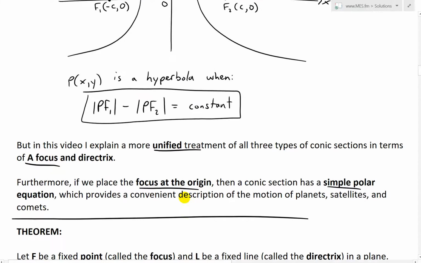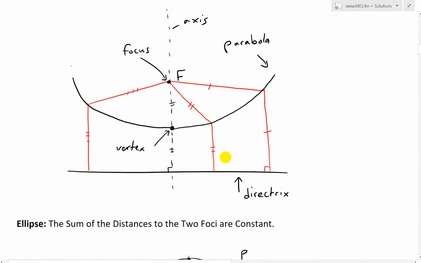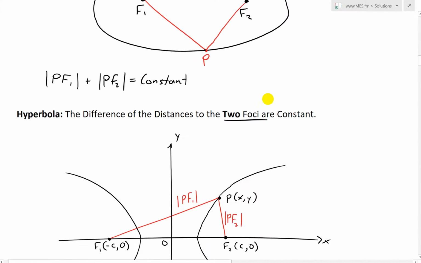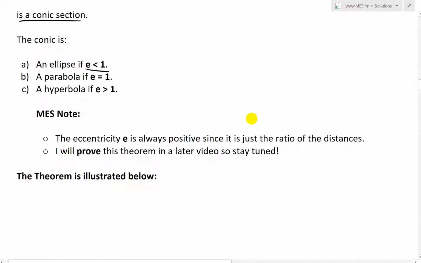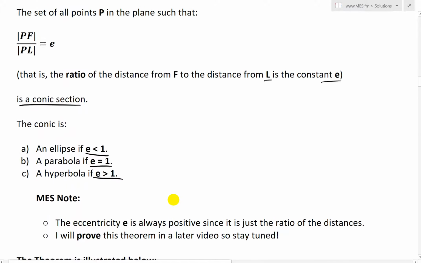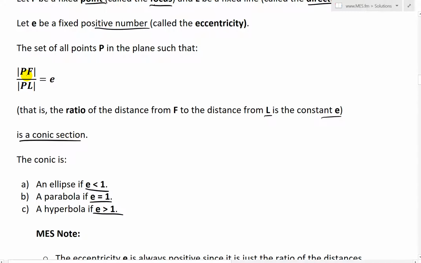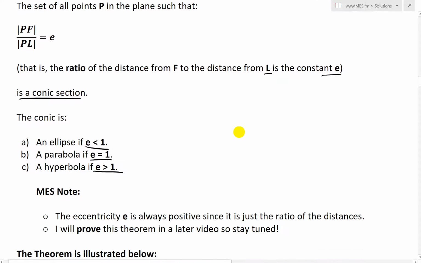And you can actually see the parabola one, it's pretty straightforward. The distance to the focus and the distance to the directrix are equal, so the ratio is going to be the same. That was a quick proof for that one, but I'll prove it in more concrete terms later. Anyways, the parabola is E equals 1, and the hyperbola is E greater than 1. In other words, the distance to the focus is larger than the distance to the directrix.